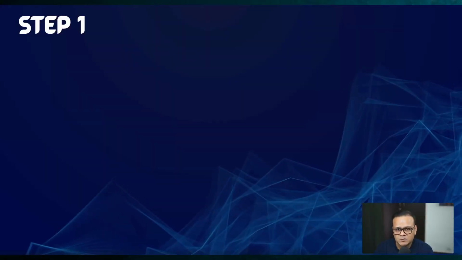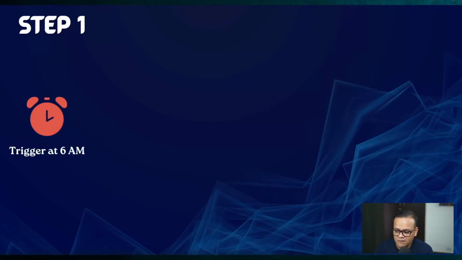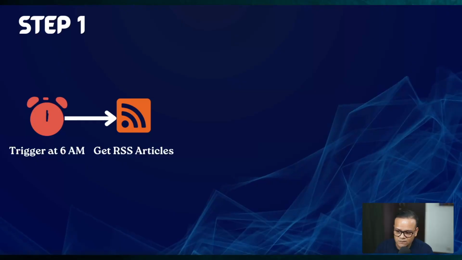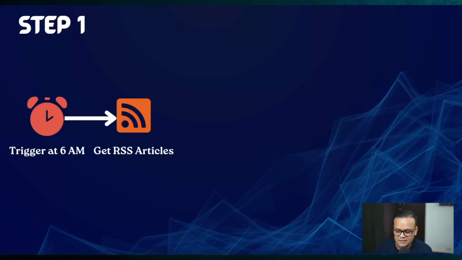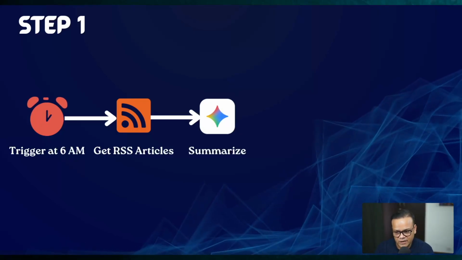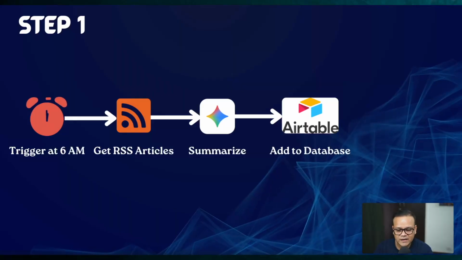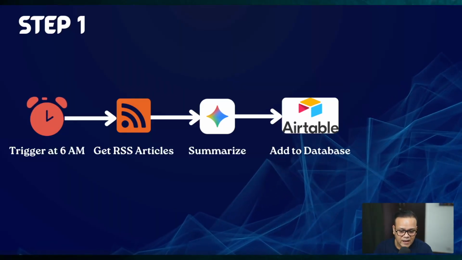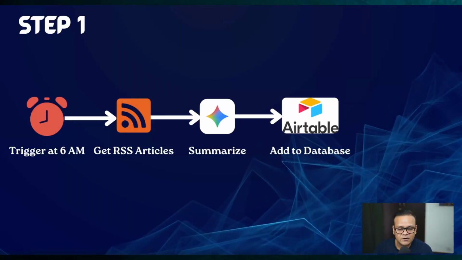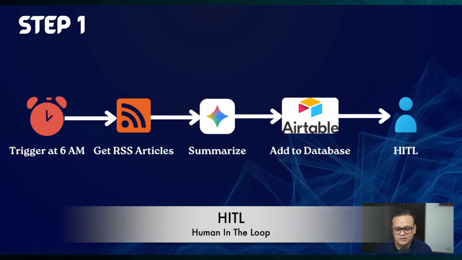So the simple steps behind this workflow is basically it starts with a trigger at 6 a.m. every morning. After that trigger, it will go through a list of RSS articles, the links of the RSS articles. Then it will get summarized using Gemini. After that, the summaries plus the links and the headlines will get added to Airtable. I have a reason why I'm doing it with Airtable and not Google Sheets. I'll explain later.